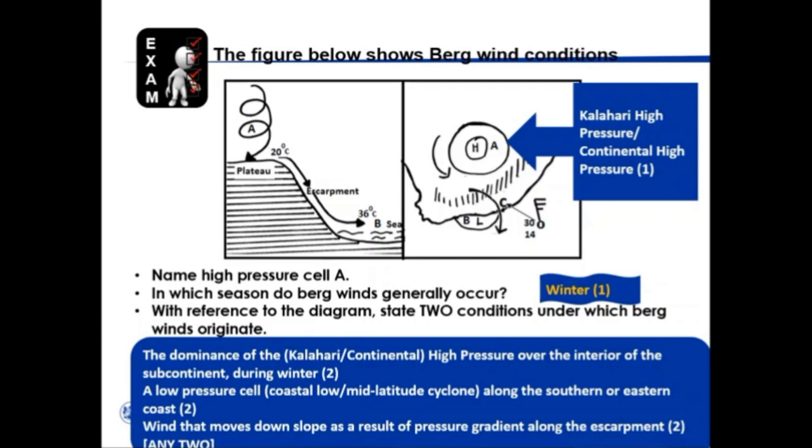Okay, we need to have a Kalahari high pressure over the interior, we need to have a low pressure on the coastline. And then wind moves from a high pressure to a low pressure because we have a pressure gradient along the escarpment, right? Then if you have a pressure gradient, your teacher would have said to you that when the isobars are closely spaced together, then we will have strong winds. If the isobars are widely spaced from each other, then the wind won't be that strong. So we will have mild winds. Okay? Right?